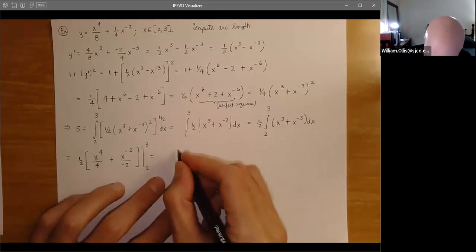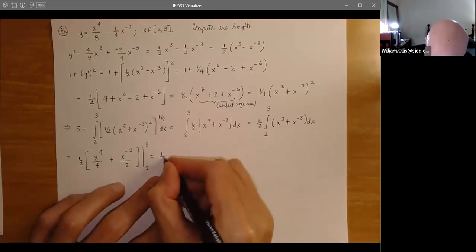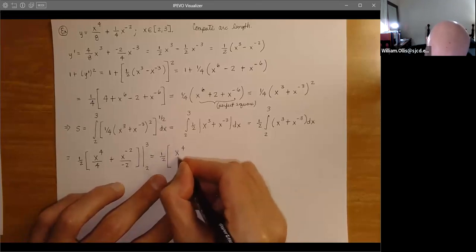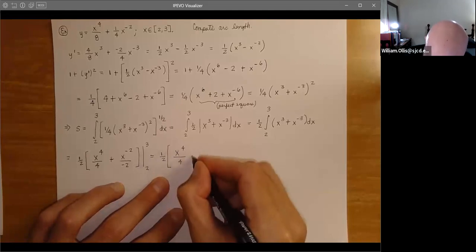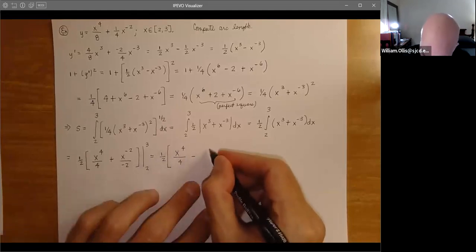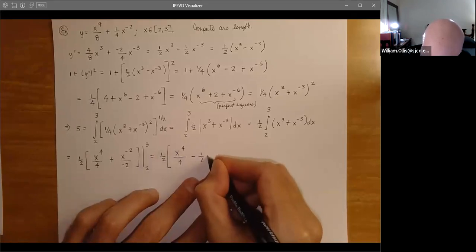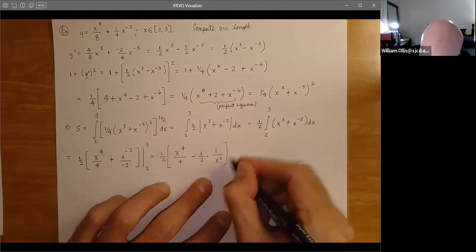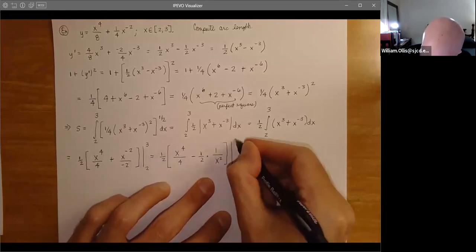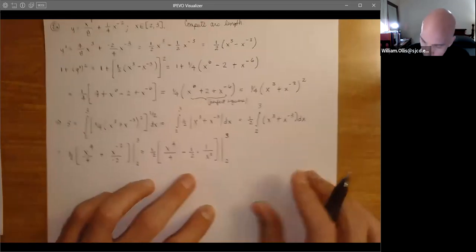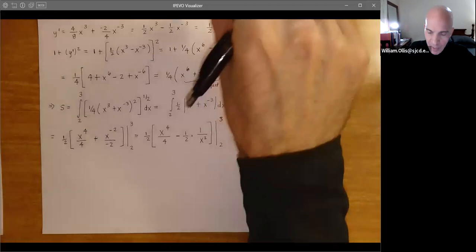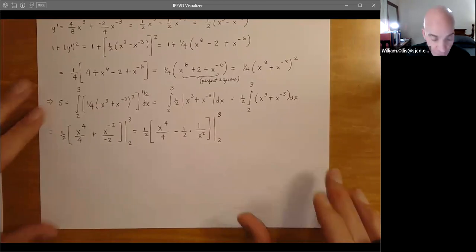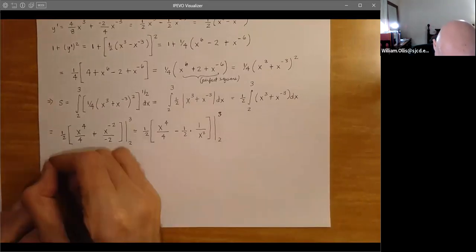So to make this a little bit more user-friendly, we'll do 1/2 x to the 4th over 4 minus the negative here, 1/2 times 1 over x squared. That just puts it in a form that might be a little bit easier to evaluate, okay? So now we've got something that looks fairly reasonable. And so now this is just calculus 1 fundamental theorem. So let's work it out.